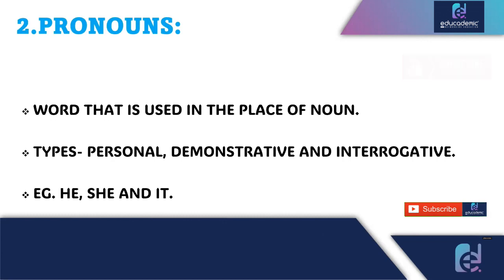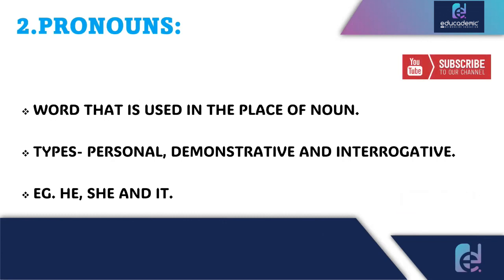Then comes the pronoun. Now see, what are pronouns? Pronouns are those words that we use in the place of a noun. The example is: Rima is eating. So here the noun is Rima. And in the next sentence, we are replacing Rima with she: She is listening as well. So she is what we use in the place of the noun, which is Rima in the first sentence. So the she here is a pronoun. The examples are he, she, it. And the types of pronouns are personal pronoun, demonstrative pronoun, and interrogative pronoun.